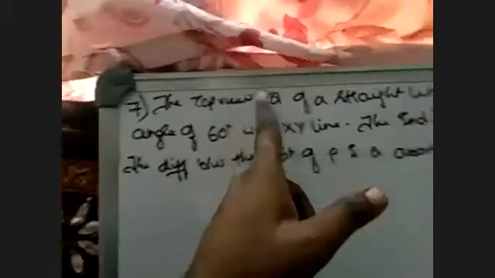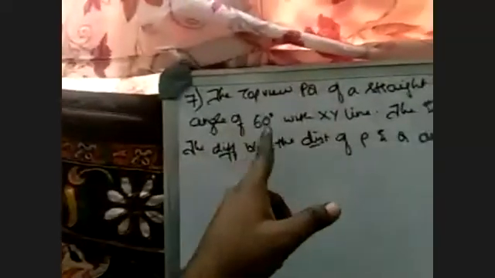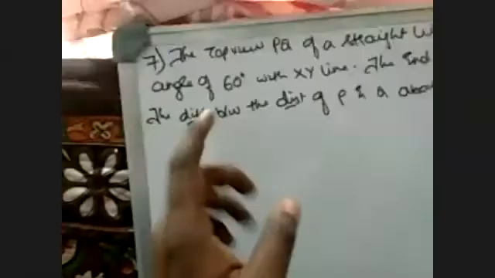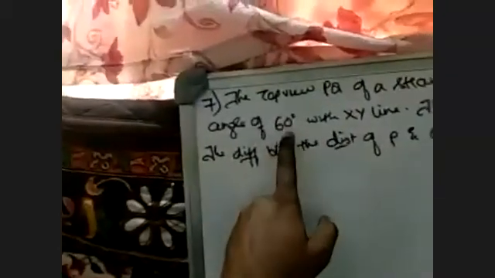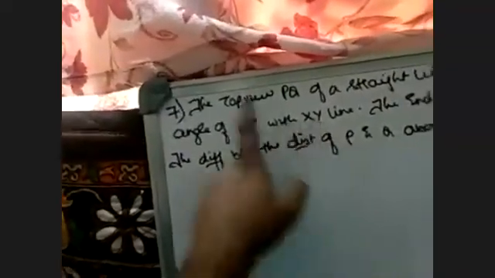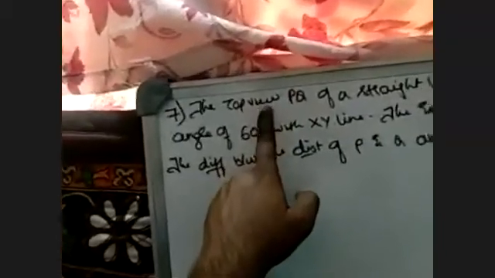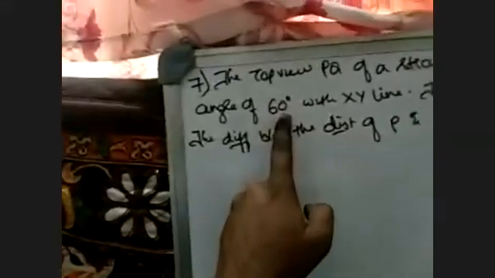He has started the problem saying that top view PQ of a straight line is 70 mm, making angle 60 degree with XY line. So you need to understand very clearly that the length of 70 mm and the 60 degree angle are not your true lengths. This is your apparent length. That is, in the top view, the apparent length of the line is 70, and that line is inclined at an angle 60 degree with XY line. That is what he is trying to tell.